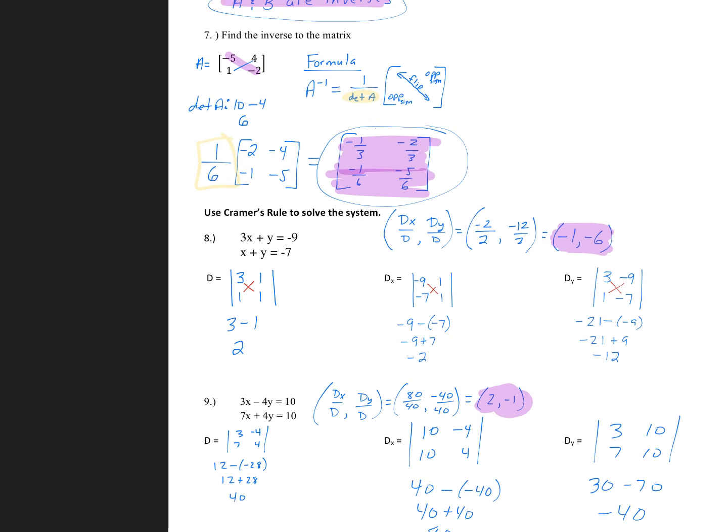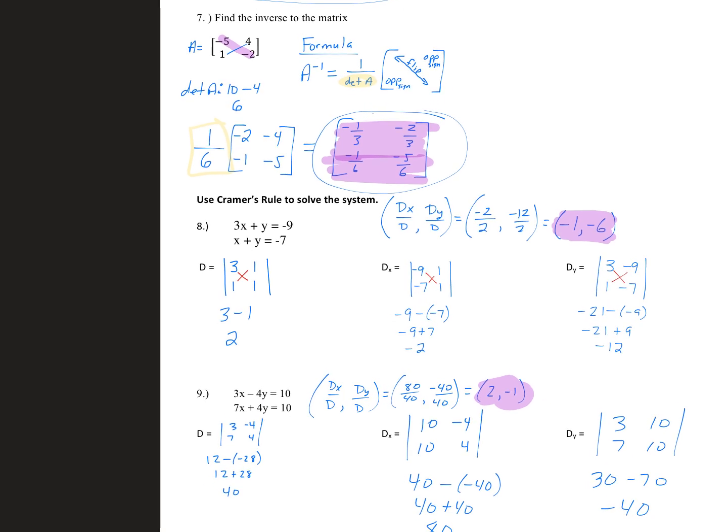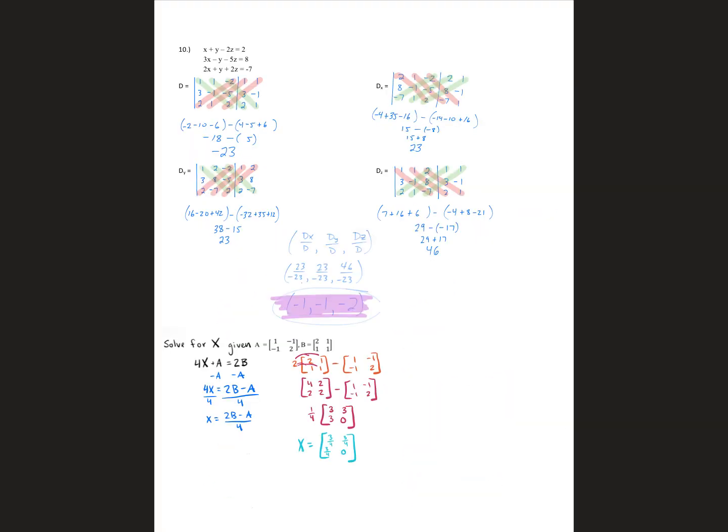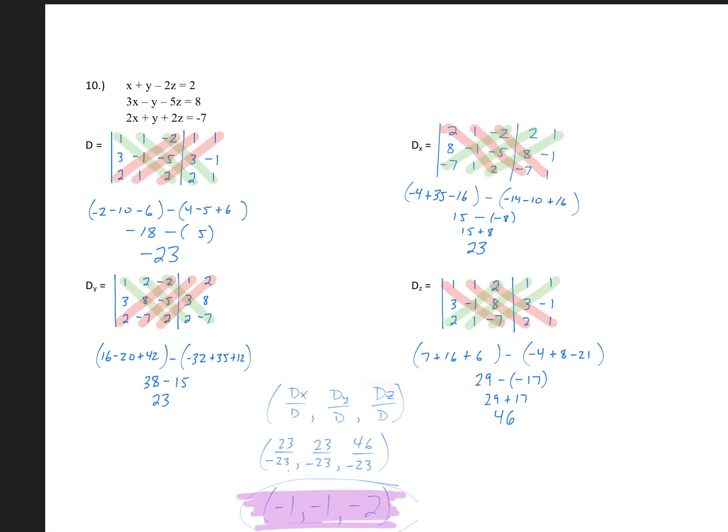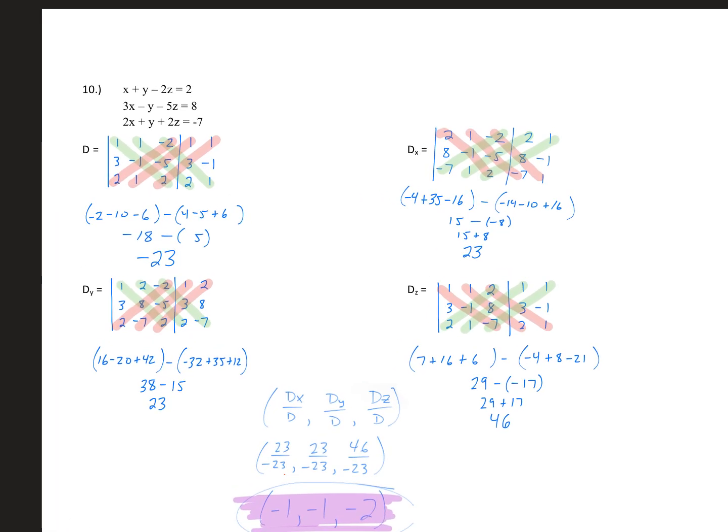You guys are going to have a Cramer's rule, but it's not going to be a 2 by 2. It'll be a 3 by 3. It'll be a little longer. I'll do it here in a second. It'll be something like this, where you're finding the determinant. If you have 3 variables, you're going to find 4 determinants.